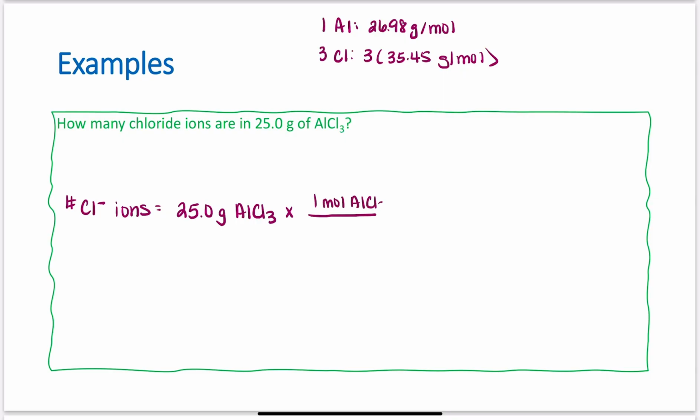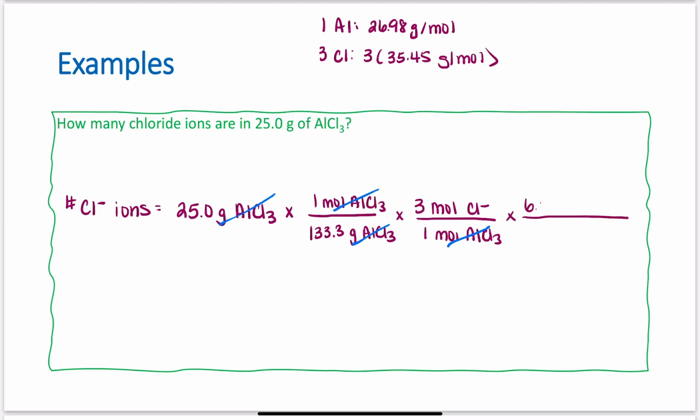Convert to moles first. 1 mole of AlCl3 weighs 133.3 grams. So this step here, just convert it to moles of AlCl3. Then you look at your formula and you see you have 3 chlorides for every 1 aluminum chloride. That cancels out my moles of aluminum chloride and gets me to my chloride only. I don't want moles though, I want number of ions. So times 6.022 times 10 to the 23rd Cl minus ions for every 1 mole of Cl minus.